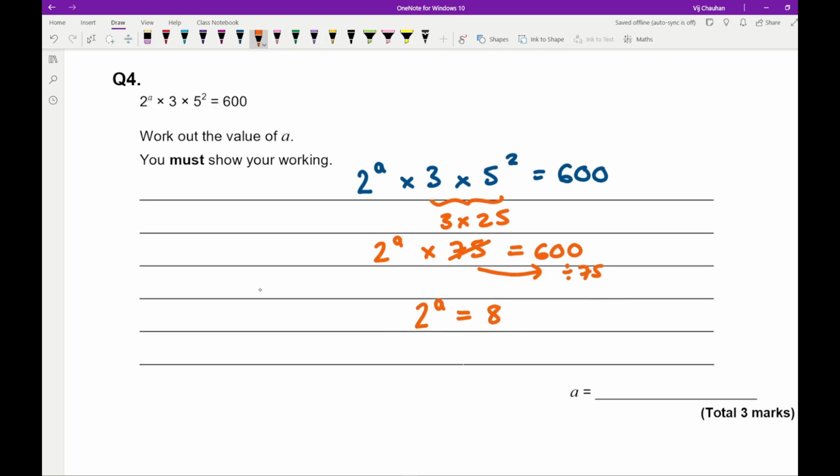Now from this, all you need to do is decide, look at your powers of 2. So it's not a case of how many 2's go into 8, it's how many times you have to multiply 2 to get 8. So 2 times 2 is 4, times 2 equals 8. And here, as you can see, I've got 3 2's, so therefore a must equal 3.